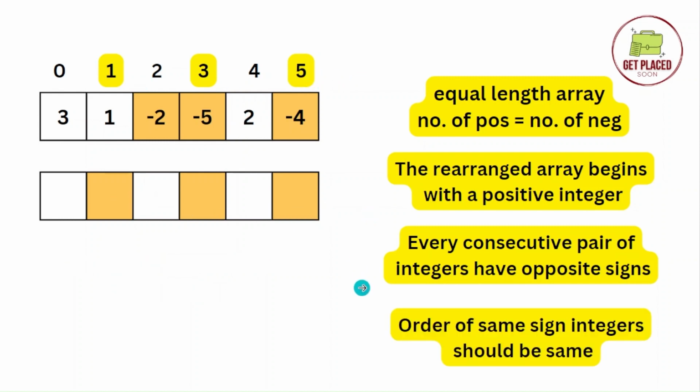Moving ahead, they also said that the order of same sign integers should be the same. For example, you can see for positive numbers 3, 1, 2, the order should be 3 followed by 1 followed by 2. We cannot write like 1, 2, 3. So that we need to take care. Similarly for negative also, -2 should be followed by -5, -5 should be followed by -4. That thing we should keep in mind.